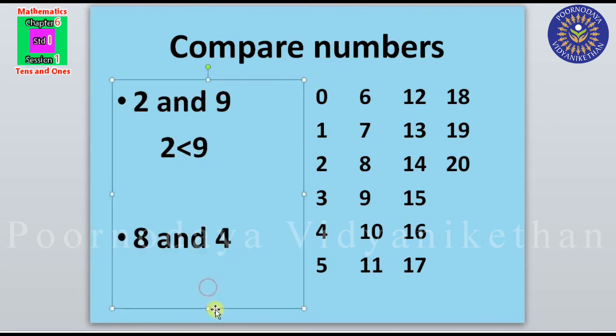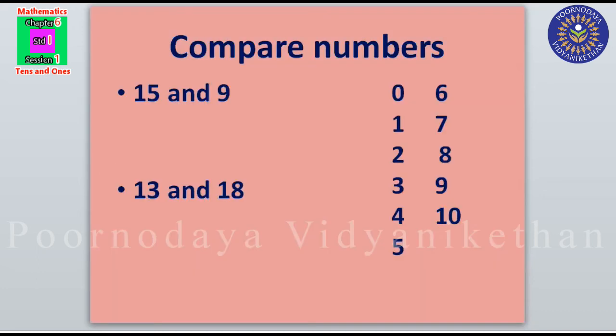Then next, 8 and 4. See, 0, 1, 2, 3, 4. 4 is closer to 0. So what can we write here? 8 is greater than 4, or 8 is bigger than 4. Did you understand? One more question. Compare these two numbers also.